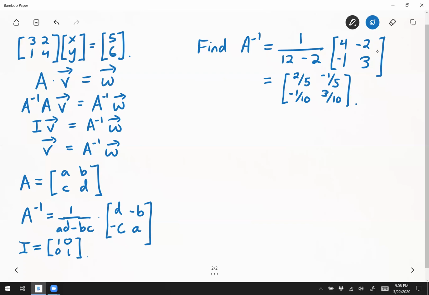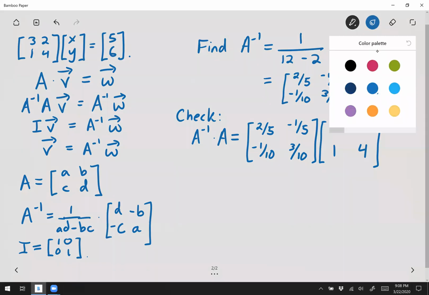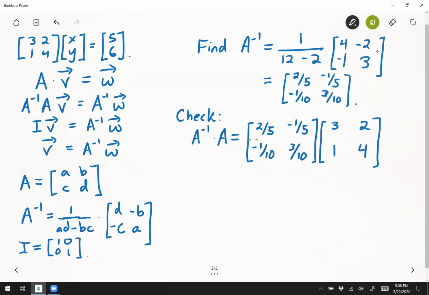If we want, we can check that that's the inverse matrix. It's always good to check. When you have time, you can be extra confident of your answer. So let's actually multiply together these matrices. So I have 2/5, -1/5, -1/10, and 3/10 times the original matrix, 3, 2, 1, and 4. You might recall, in order to multiply together two matrices, we actually do a series of dot products. Sometimes I like to write in these dotted lines to remind us of how this multiplication works out.